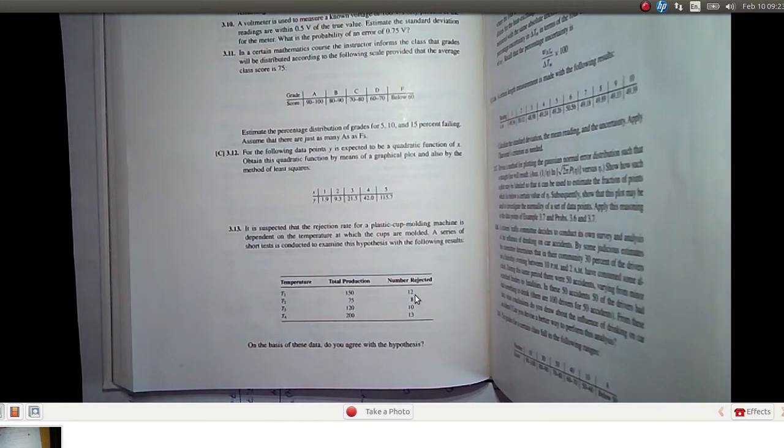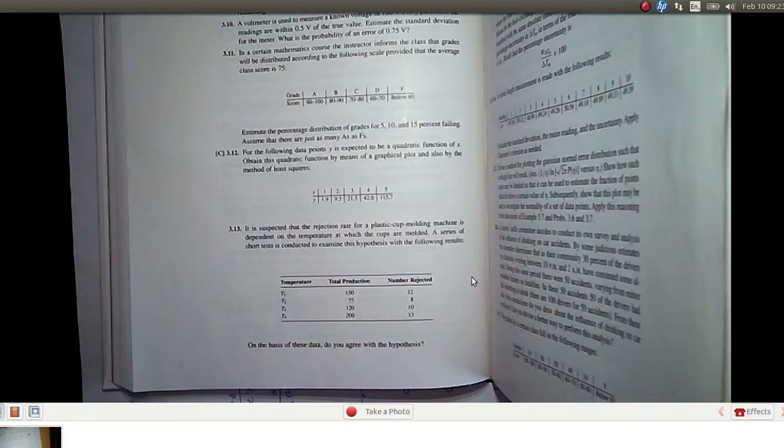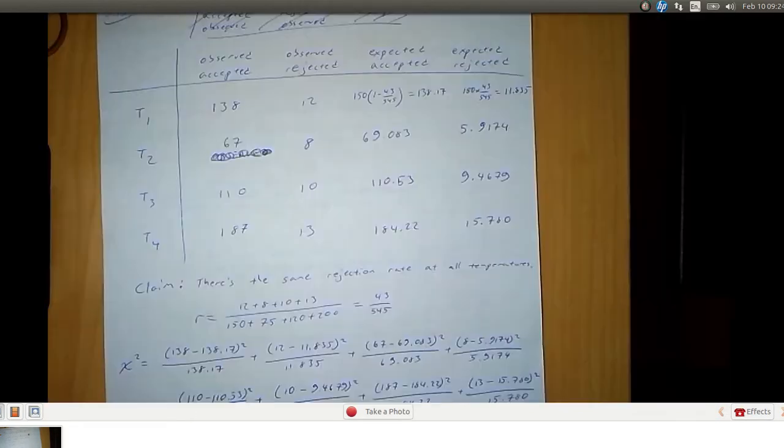We want to use the chi-squared test of goodness of fit to see if there is in fact an effect from temperature. We need values for observed and expected, and we're going to have these for all the different temperatures.